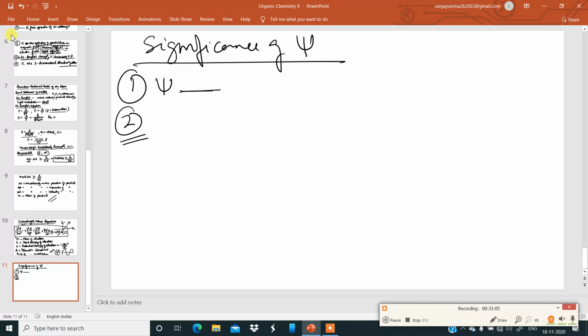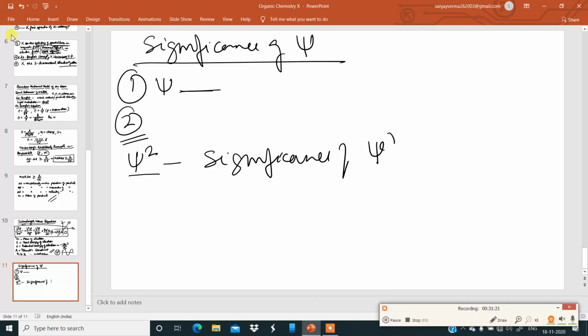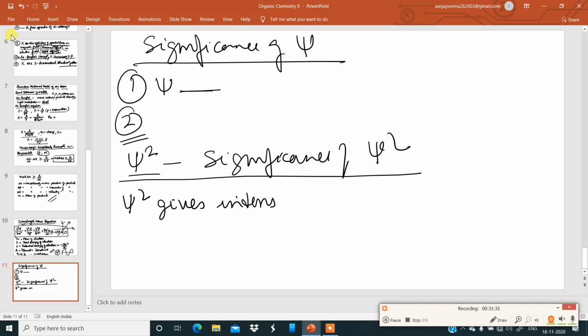Okay. Then, in that Schrodinger wave equation, you will see another alphabetical abbreviation. This is called psi square. So, significance of psi square needs to be understood over here in wave mechanics. Now, psi square gives what? Intensity. It gives intensity of electron. It gives intensity of electron.